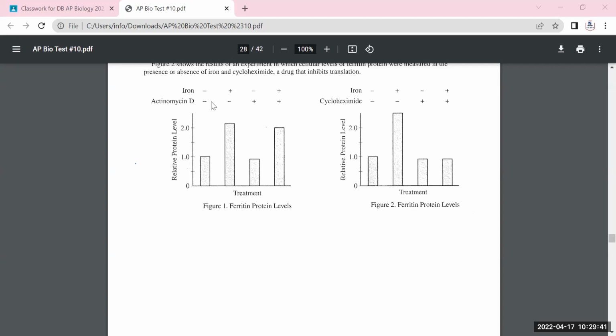Now, group 3 shows you the effect of translation blockers. However, if you look, you have plus plus right here. When you have both iron and you have cyclohexamide or actinomycin, which basically blocks translation, you see a drop in your ferritin levels for figure 2.